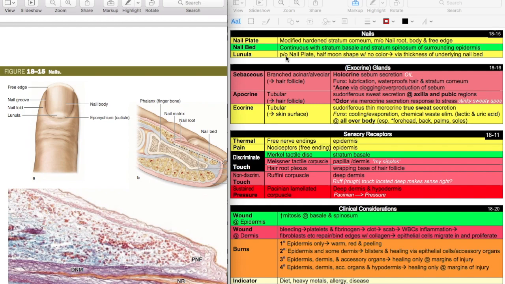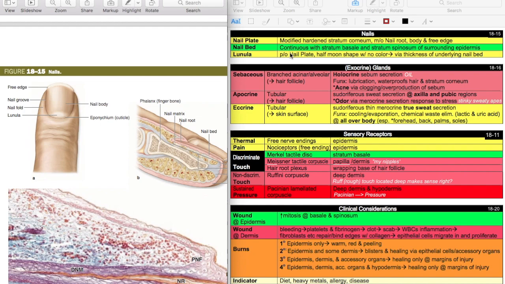The lunula is part of the nail plate. Lunar means moon. So this little white semicircle that everybody's got on their nail kind of looks like a moon, so it's called the lunula. It doesn't have any color because the nail bed underneath is really thick through here, so it's all blanched out and there's no blood seen there, so it's white.